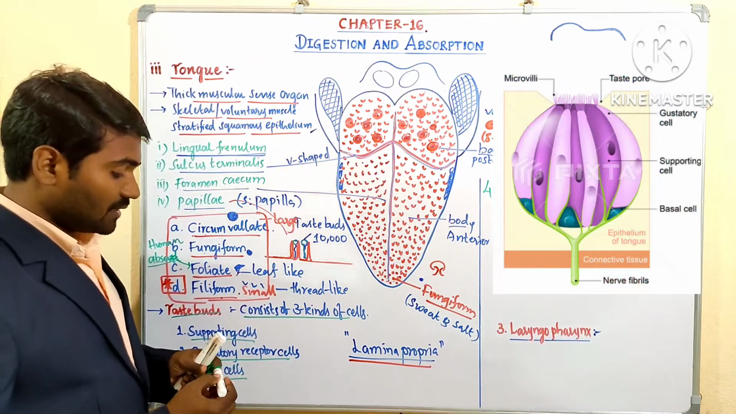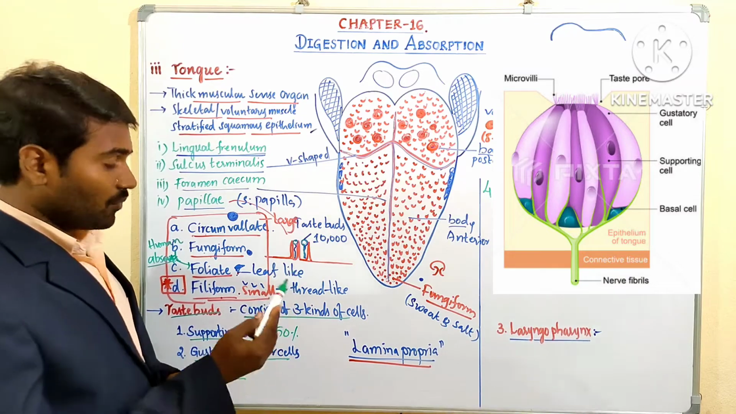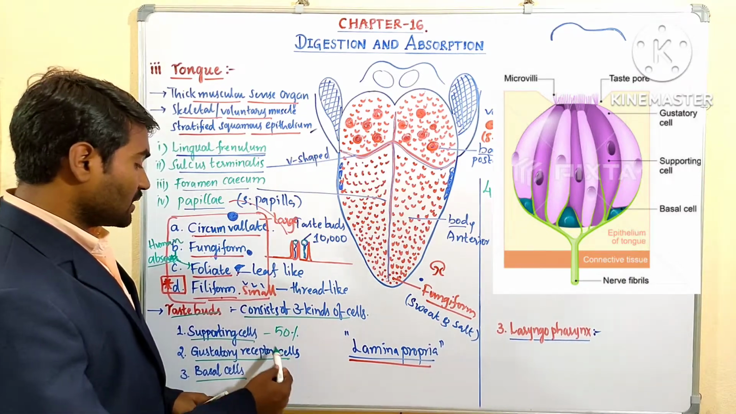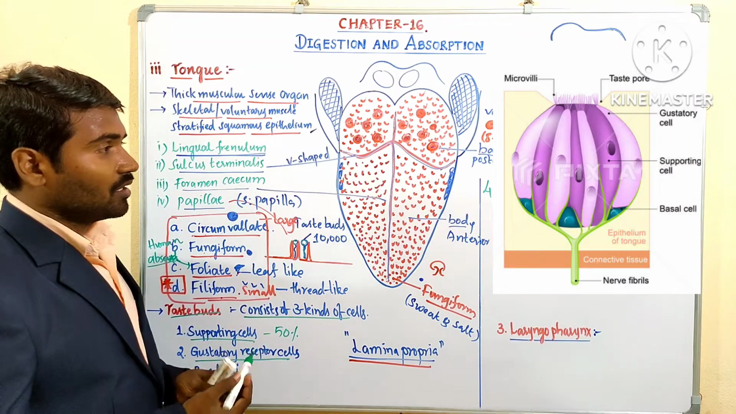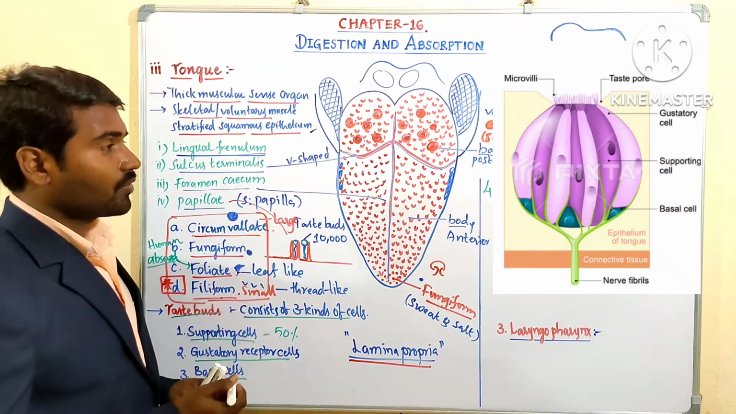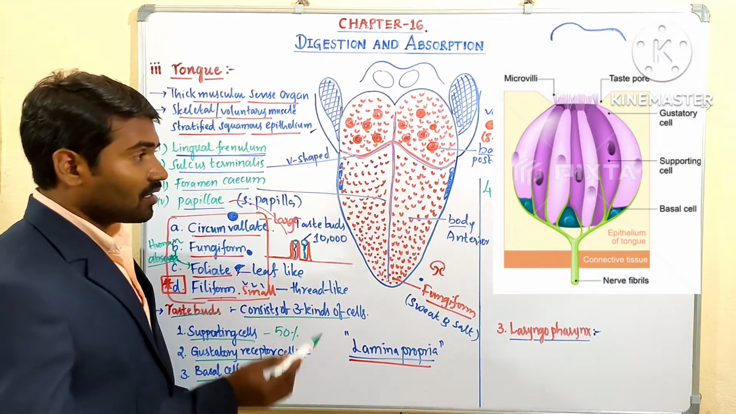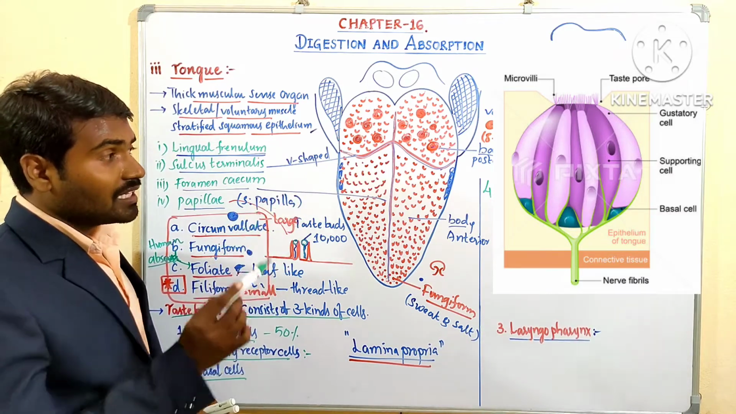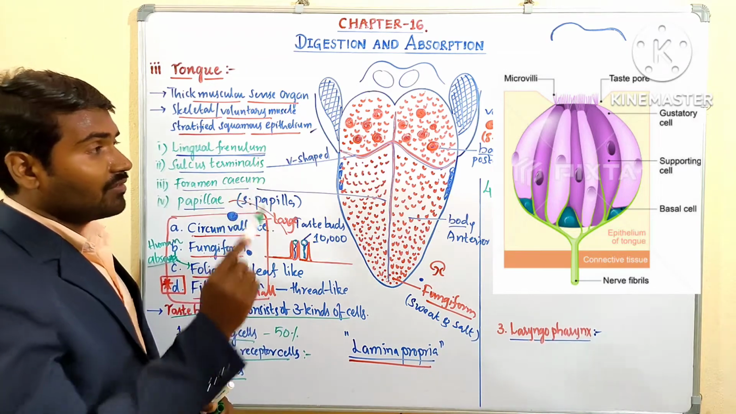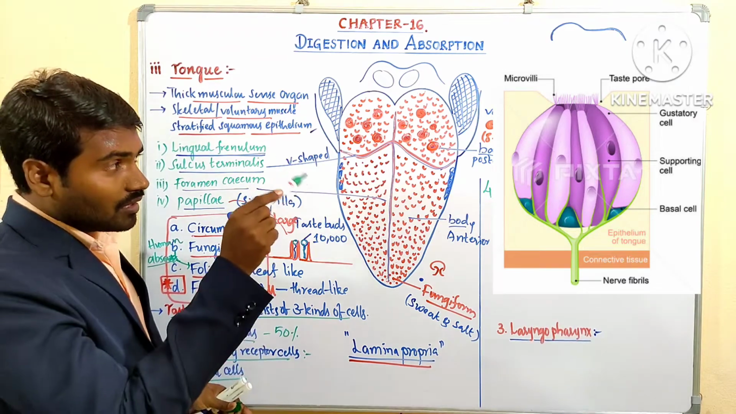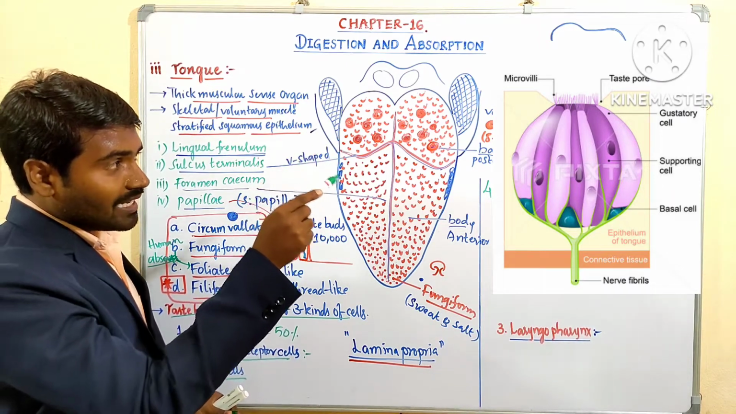You can see supporting cells occupy nearly 50% of the cells, so supporting cells and gustatory receptor cells may be 50-50%. In the diagram they look like long cells, like columnar epithelial cells. Even these gustatory receptor cells are modified columnar epithelial cells, and they have cilia. All the gustatory cells open outside through a taste pore.